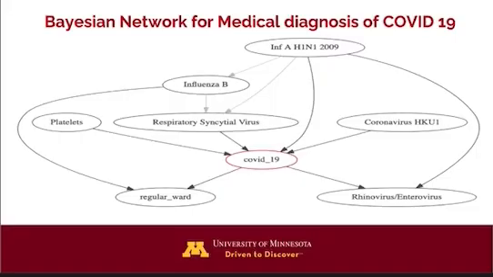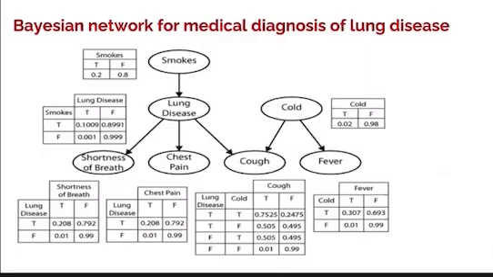So if we have a data set, we can use a Bayesian network as a probabilistic measure for COVID-19. We use that in diagnosis. Now I'm going to go into another example, so please pay attention. I want to talk about the diagnosis of lung disease.